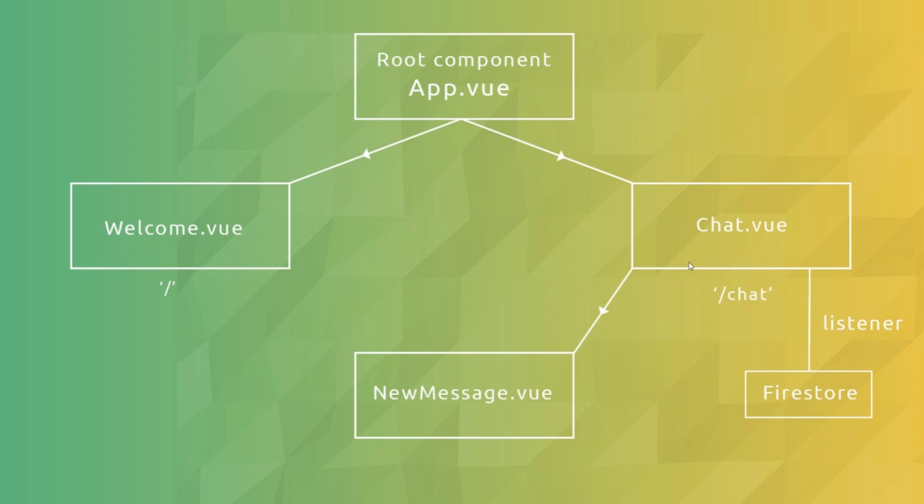Also, this chat component over here will be listening to the database for new messages being added to the collection over here. So when that happens, when we get a new message, this component will receive that message and it will output that to the browser. So that's it. It's a pretty simple setup at a glance, and we'll get started by setting up our Firestore in the next video.